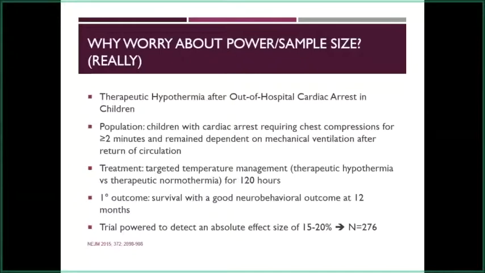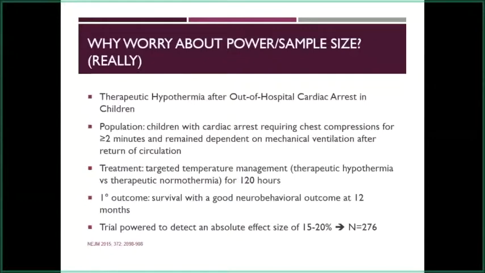So I'm going to use as an example this trial that was published in the New England Journal of Medicine a couple of years ago in 2015. This is the Therapeutic Hypothermia After Out-of-Hospital Cardiac Arrest in Children study. So these children had cardiac arrest that required chest compressions for at least 2 minutes and remained dependent on mechanical ventilation after return of circulation. And the treatment of interest was targeted temperature management.